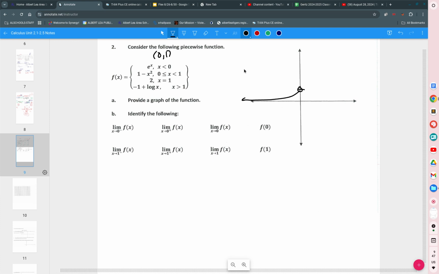Now I have 1 minus x squared. It goes through 2 points. If I plug in 0, I get 1. And if I plug in 1, I get 0. It looks like a closed circle exists here, and then an open circle exists there. So that's my small little graph of that segment of the parabola. You good with that?